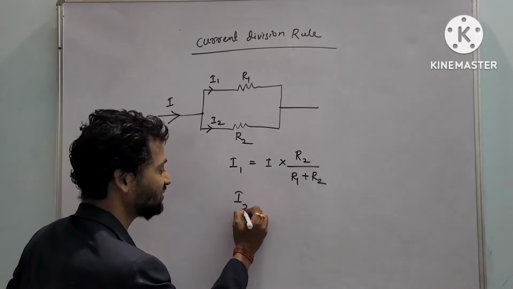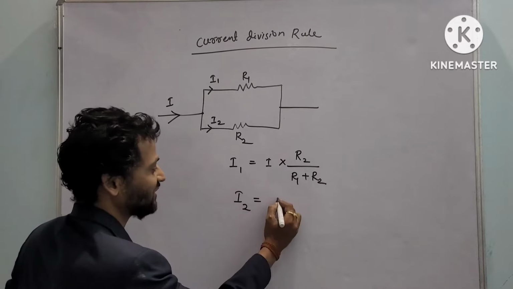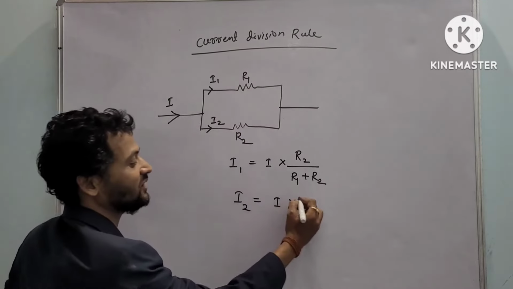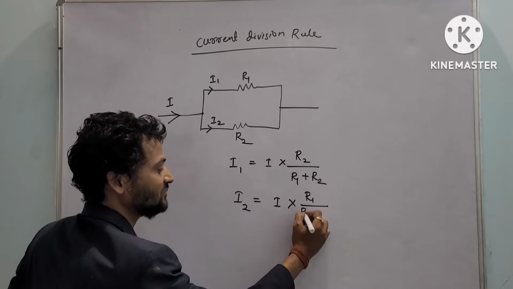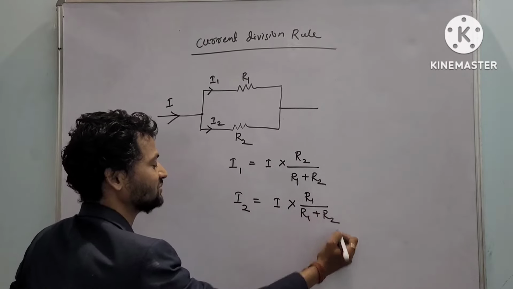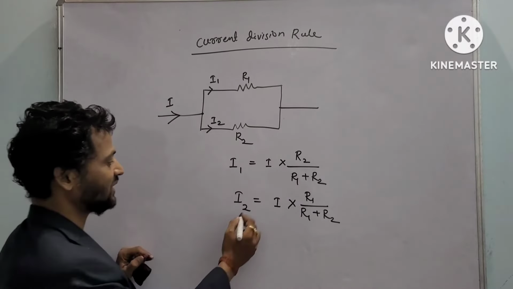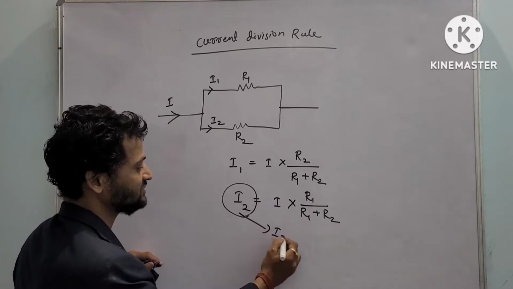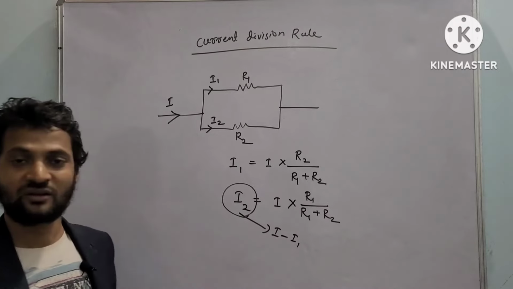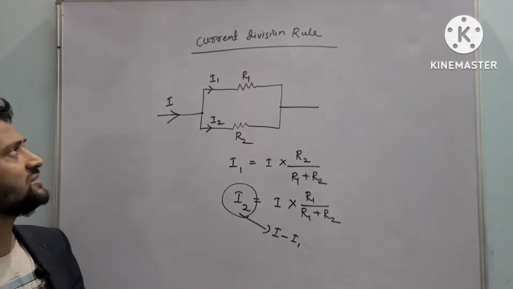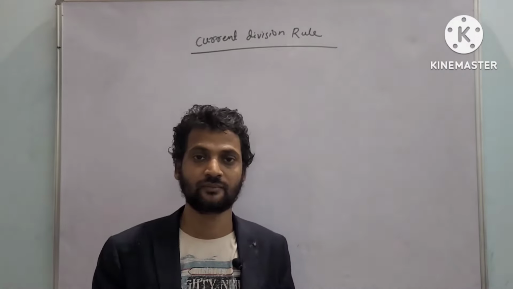Similarly, tell me what is I2? That is supply current into, what is the opposite of R2? R1. So R1 by R1 plus R2. Or else, if we find I1, you can get I2 as I minus I1 according to KCL, Kirchhoff's current law. So this is your standard formula.